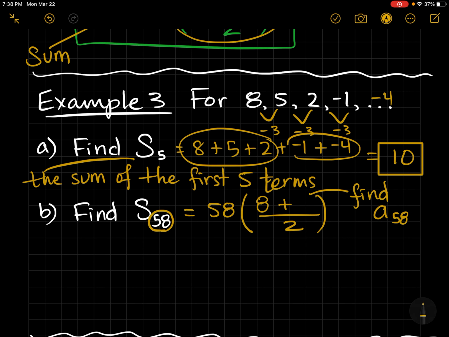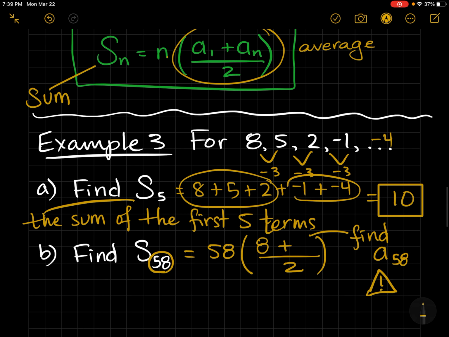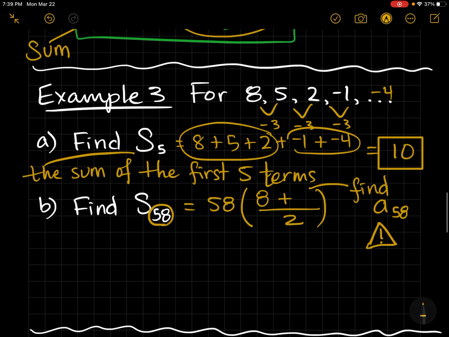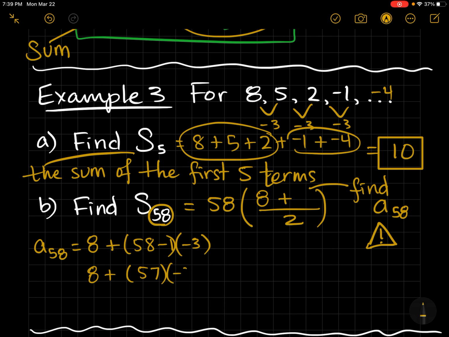So this is what you always got to be aware of. That's a big warning sign right there. Caution. You have to find a sub 58. See, n is 58. So I'm going to go to my other formula. And that is A1 plus n minus 1 d. And d is -3 for this one. And so that's 8 plus 57 times -3.